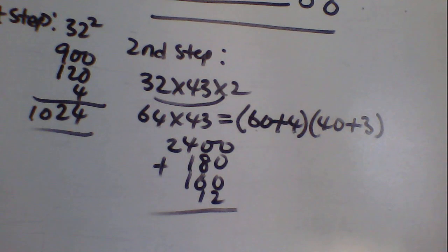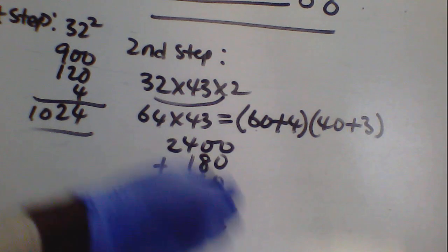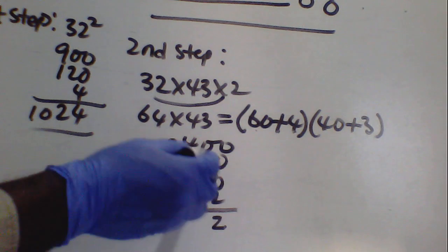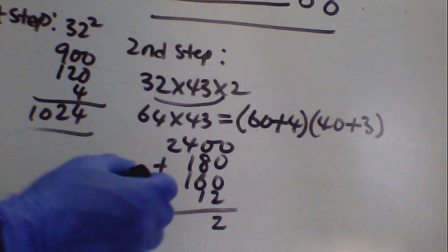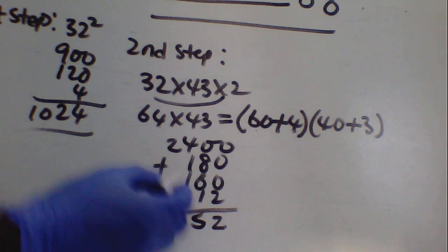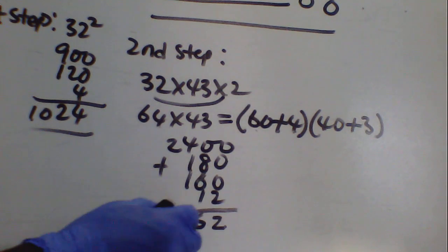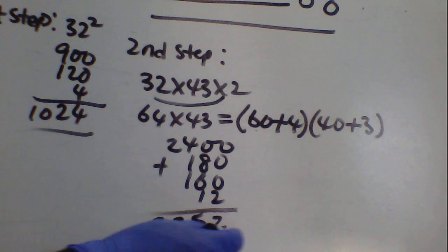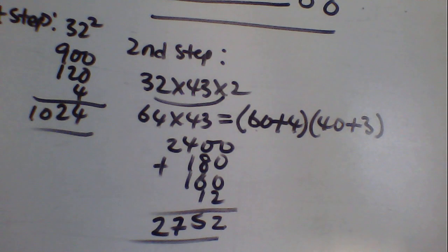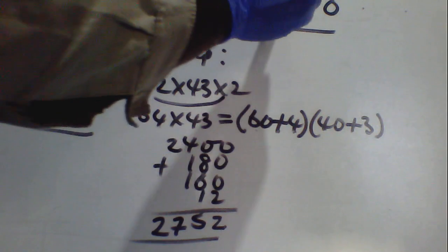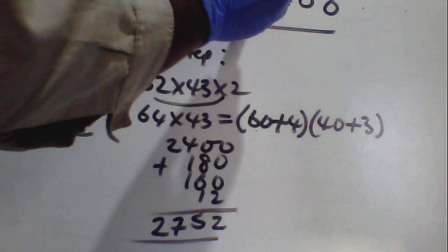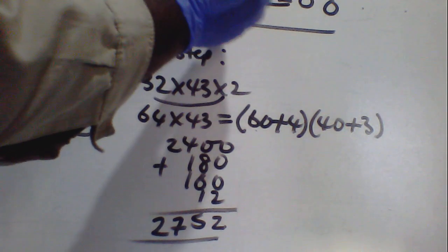Very easy doing it this way. You add, this gives us 2. Here is 6. This will give us what? 14, 15. You write 5, carry 1. 6 plus 1, 7. Write 2. See how easy it is. So you bring it here, you write it 2, 5, 7, 2.